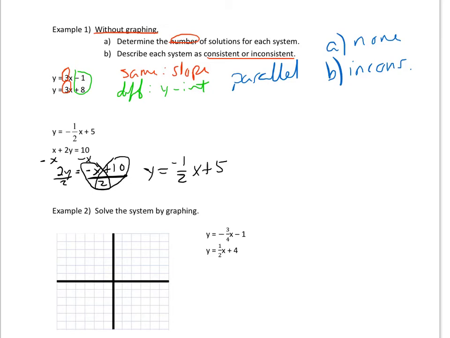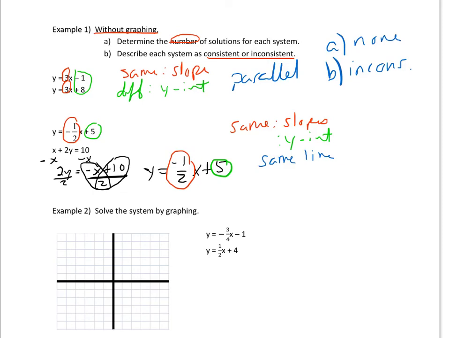So we first now look at slopes. Negative 1/2, negative 1/2. So they have the same slopes, which means they're either the same line or parallel. Next we look at the y-intercepts, and they are the same also. Therefore, we conclude that since they have the same slope and the same y-intercept, they are the same line.